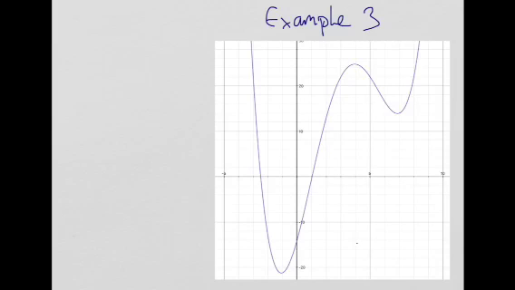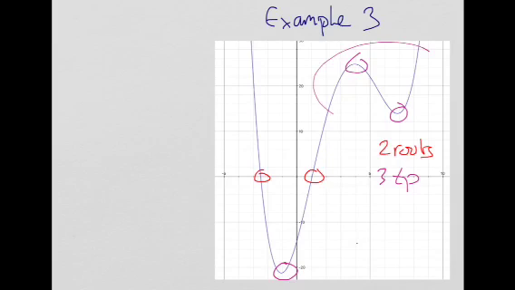So let's look at this last example. When we look at this one, I see 2 roots. But as I look at the turning points, I got 1, 2, 3. 3 turning points, so I know I'm at least 4th degree. I can't be 2nd degree. I got this funky stuff going on up here.